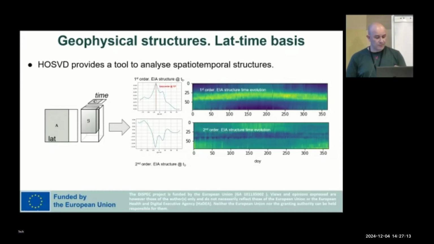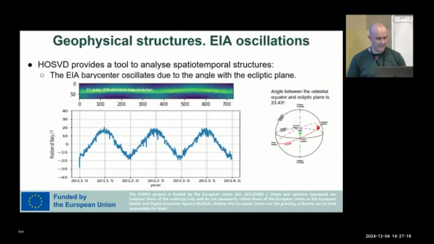If we compute the barycenter for this profile, and we do the same for each profile at each epoch, we get this image. This image basically corresponds to the angle. It's not exactly 23 degrees, but it's basically the angle between the ecliptic plane and the equatorial plane. So we can see the oscillation in here as well due to that effect.